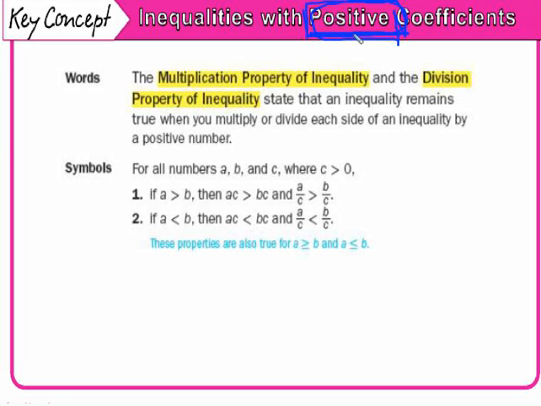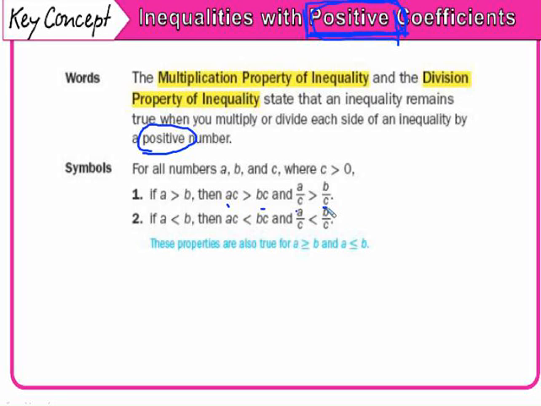The multiplication property of inequality and the division property of inequality both state that an inequality remains true if you multiply or divide each side of an inequality by a, once again, positive number. So like we said in the last few days, if we have an inequality where a is greater than b, so the number on the left is bigger than the number on the right, and I multiply both sides of that inequality by the same factor, whatever is on the left is still going to be greater than what's on the right. The same is true if I divide each side by the same factor.